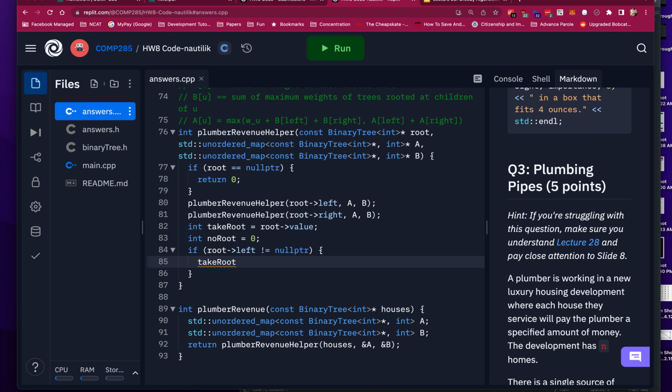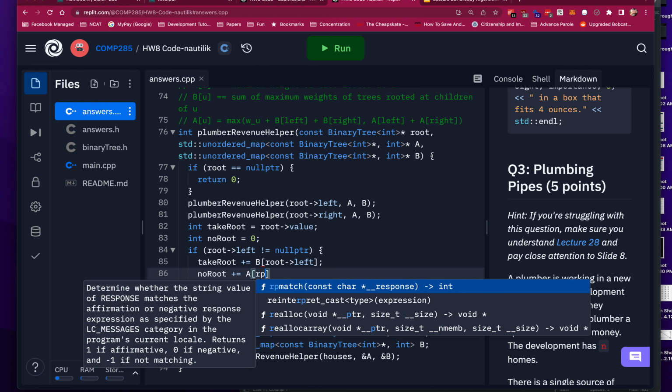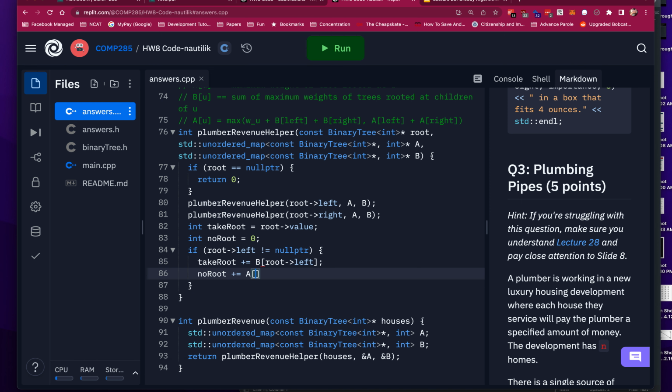I take the root. If I have a left child, then I want to add B left, right? So I'm going to look up B of root left. What was the sum of my children for the left child? If I'm not taking the root, then for the not root variable, I want to add A root left, right? And again, the idea here is because I called myself recursively, these values will already be filled in, in a way.